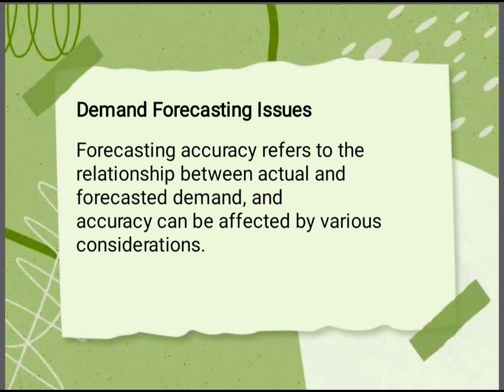Demand forecasting issues. Forecasting accuracy refers to the relationship between actual and forecasted demand, and accuracy can be affected by various considerations. Demand forecasting will have a positive impact on the organization, but it will also have a negative impact, especially on demand accuracy. So we all know that the actual and the forecasted demand are not 100% accurate.